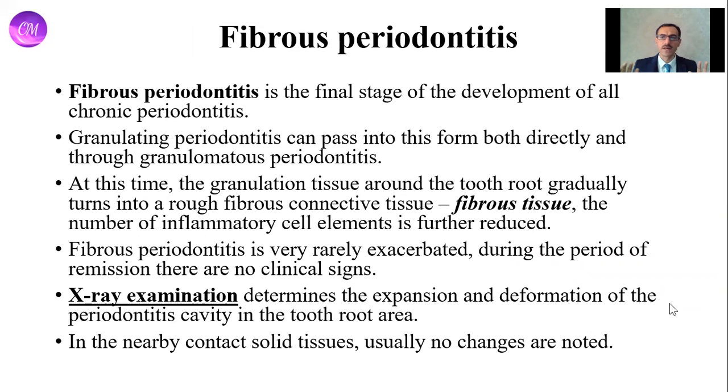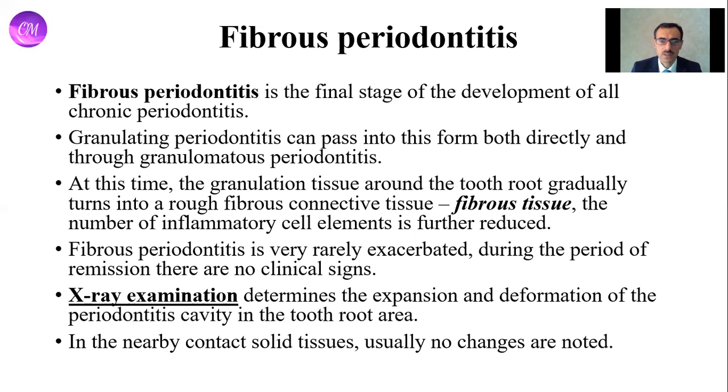Fibrous periodontitis is the final stage of the development of all chronic periodontitis. Granulating periodontitis can pass into this form both directly and through granulomatous periodontitis. At this time, the granulation tissue around the tooth root gradually turns into a rough fibrous connective tissue. In the fibrous tissue, the number of inflammatory cell elements is further reduced. Fibrous periodontitis is very rarely exacerbated. During the period of remission, there are no clinical signs.